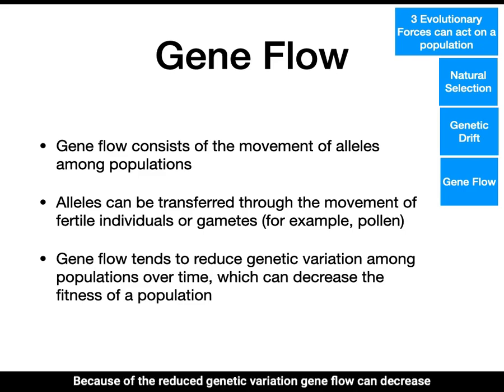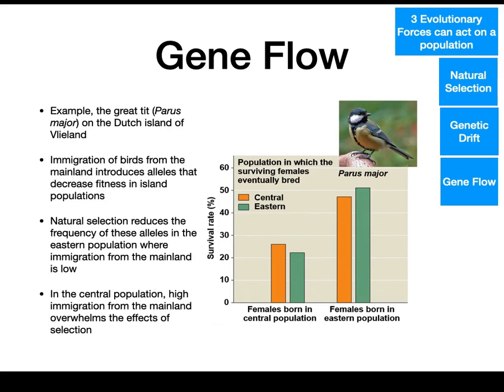Because of the reduced genetic variation, gene flow can decrease the fitness of a population. Here's an example. There's a bird known as the great tit on the Dutch island of Vlieland. Immigration of birds from the mainland introduces alleles that decrease fitness in the island populations. Natural selection reduces the frequency of these alleles in the eastern population where immigration from the mainland is low. In the central population, high immigration from the mainland overwhelms the effect of selection.